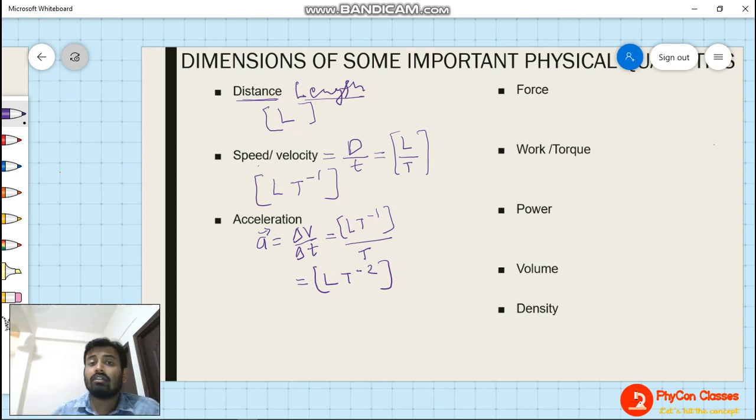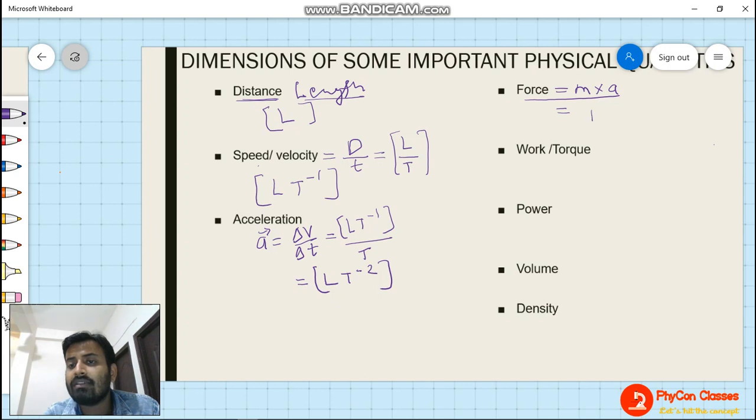Now force. Now look here. Force is really important. If you remember the dimension of force, then for other important quantities in physics, you can easily find out their dimensions. But force, you will have to remember. Right now we are going to find it out, and then at the end you have to remember the dimension for force. Clear? Now force is defined as mass into acceleration.